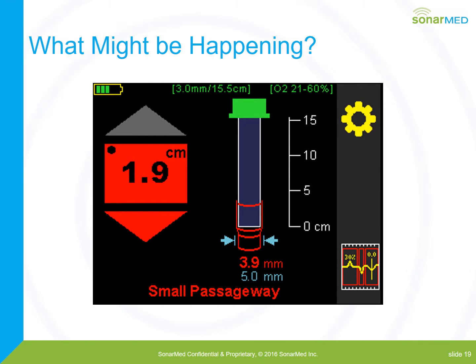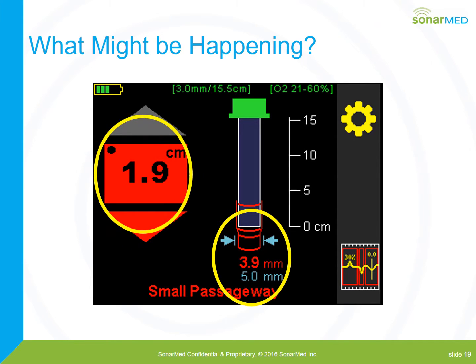All right, how about this one? What do we see here? So first thing I notice is it's telling me small passageway. Again, the diameter has changed. The number on the bottom in blue is 5.0 millimeters. And then the number above in red is 3.9 millimeters. So I've had a change in my diameter. It's set the alarm off. And it's showing me that I have a smaller passageway, a smaller trachea. And in reality, I've also had downward movement of 1.9 centimeters. So what do you think might be happening? Tip of the tube has moved down into the bronchus.